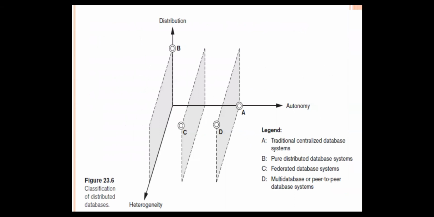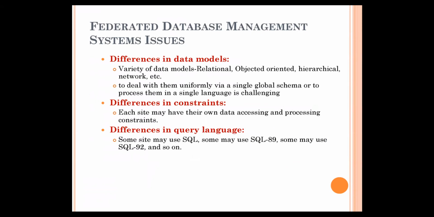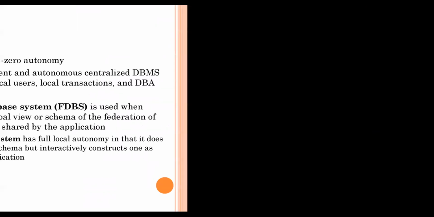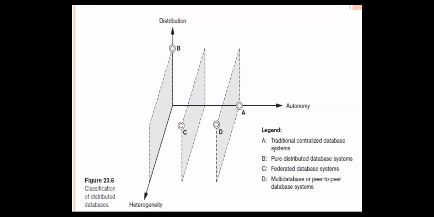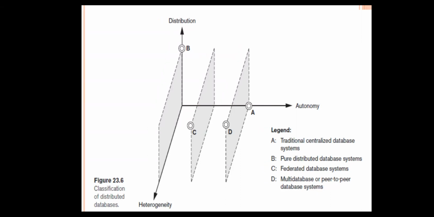So the next topic is federated database management system issues. If you go for different types of distributed database configurations, especially in case of federated database management system, what kind of issues we will face? So we will say the point C, where we'll have x-axis autonomy as 0. That is, autonomy will come to minus 10, and y-axis is again minus 10, and z-axis alone we will have some points of 10. So that kind of database is called federated database system.